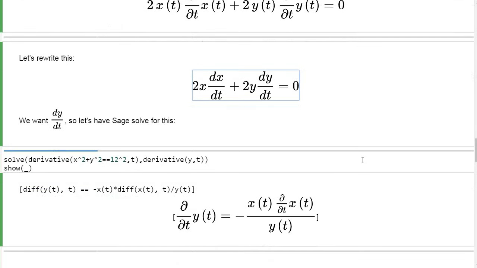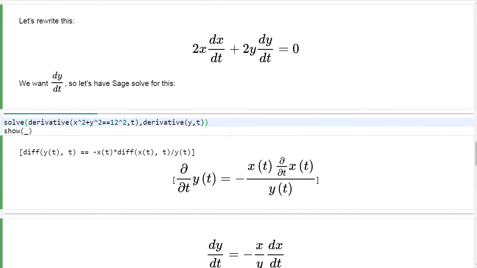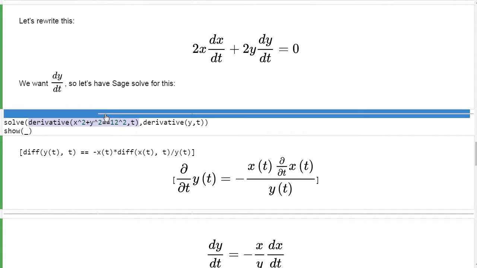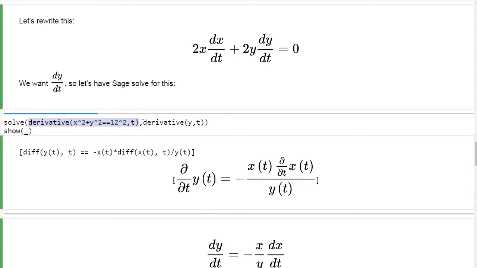We can have Sage do it for us. So here I did it. Solve. What am I going to solve? I'm going to solve this equation. That equation was the derivative of my Pythagorean theorem. So this derivative is an equation which I want to solve for the derivative of y. So I'm going to put comma, solve for the derivative of y.